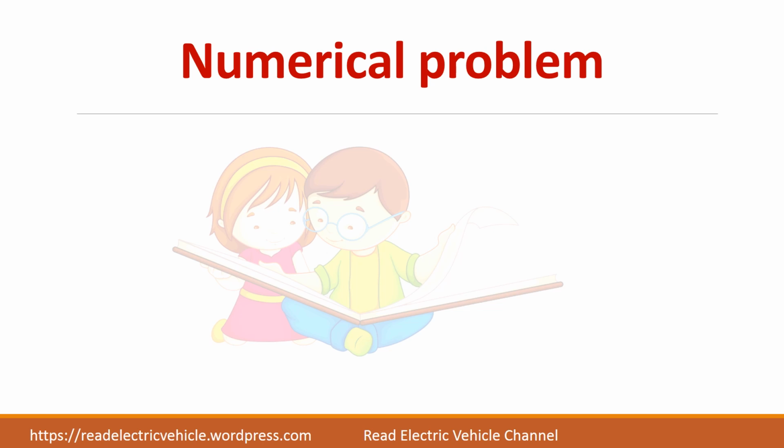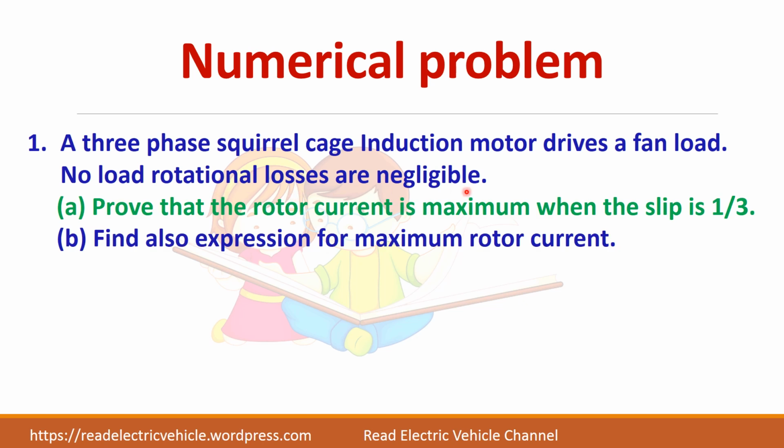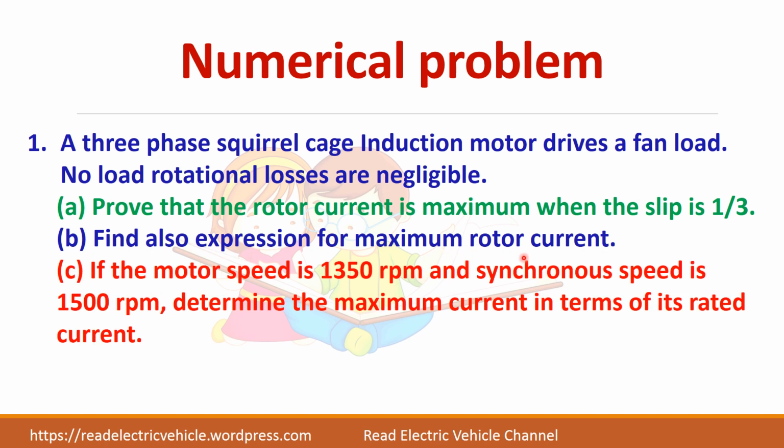Let us do a numerical problem. A 3-phase squirrel cage induction motor drives a fan load. No load rotational losses are negligible. Prove that the rotor current is maximum when the slip is 1 by 3. And the second part is, find the expression for maximum rotor current, and if the motor speed is 1350 rpm and synchronous speed is 1500 rpm, determine the maximum current in terms of its rated current.